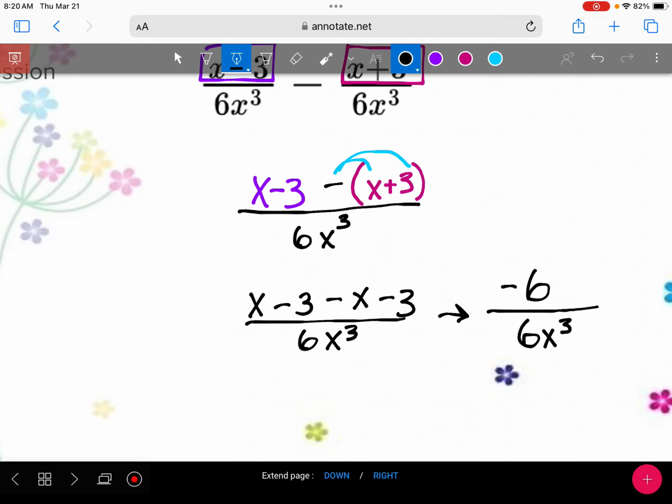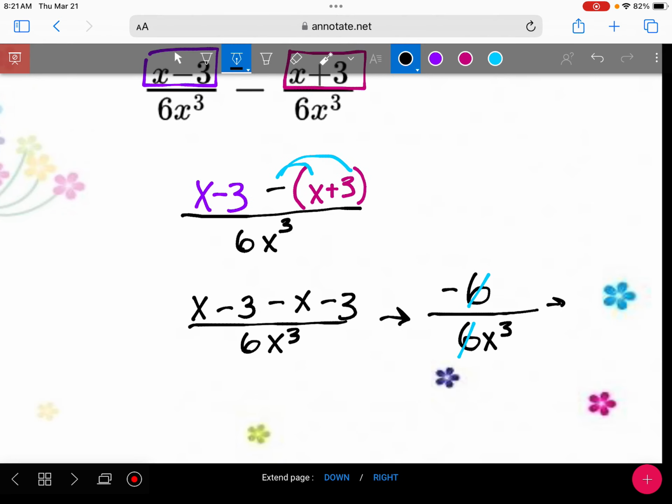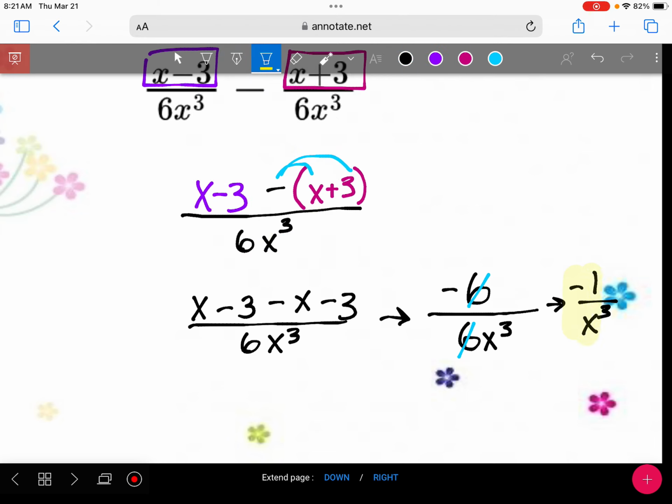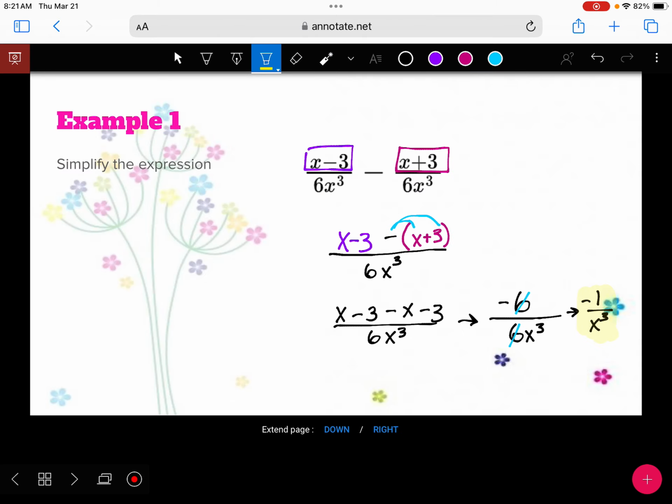At this point, could we simplify this a little bit? Everything's being multiplied. What can simplify here? 6 and 6. So our answer is really going to be -1 over x cubed. So once we get to the end, we're going to look and see if we can simplify. Because sometimes when we've combined things together, we can simplify it in different ways we didn't see before.